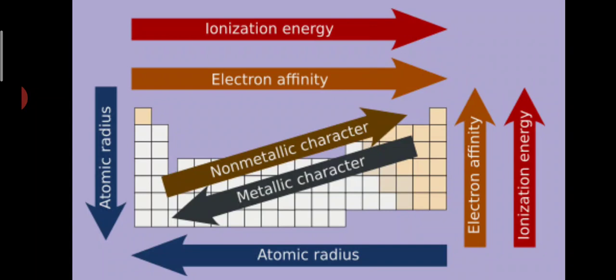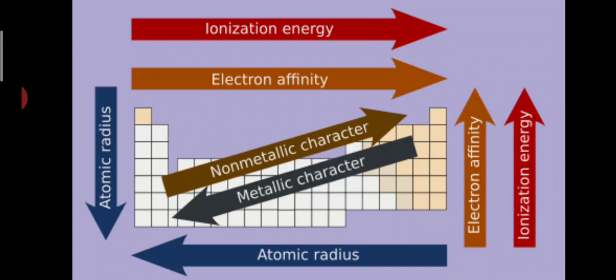And in the same way, if you take the ionization energy, what happens to the ionization energy? From top to bottom, the ionization energy decreases. What is ionization energy, children? The amount of energy required to remove an electron, we call it as ionization energy.